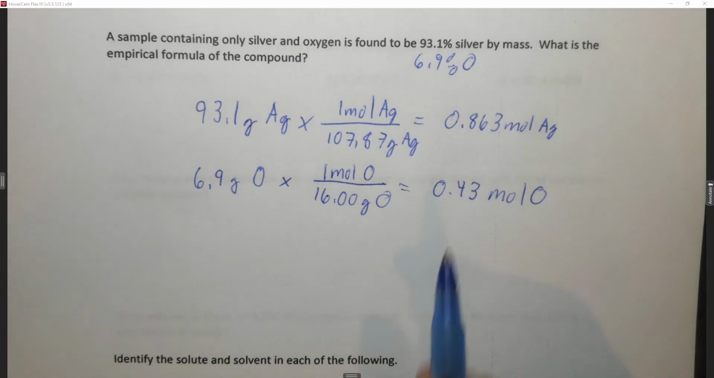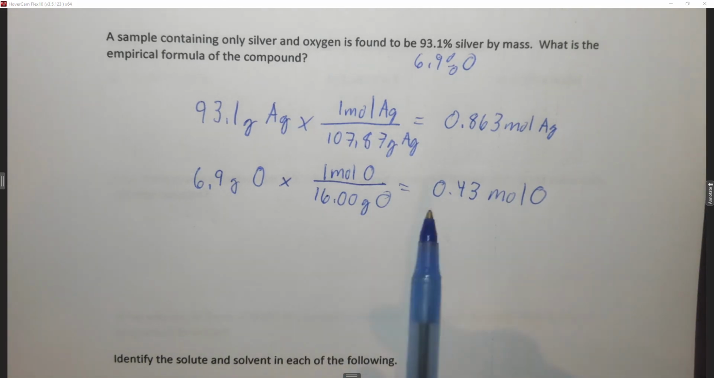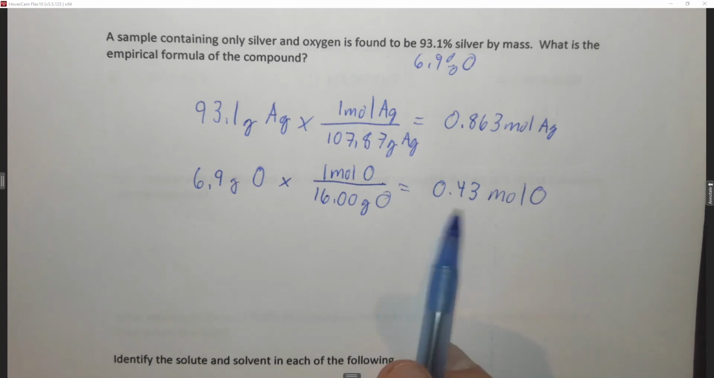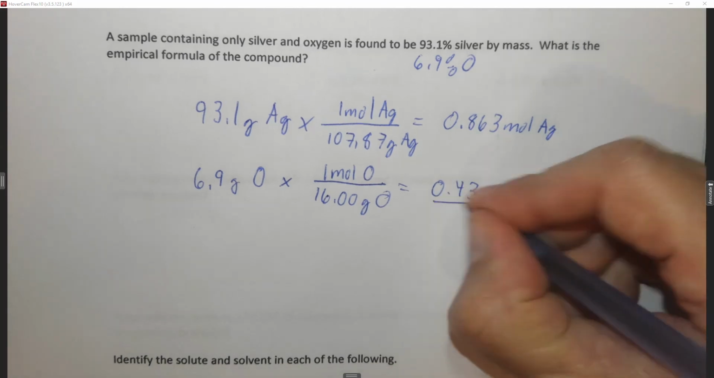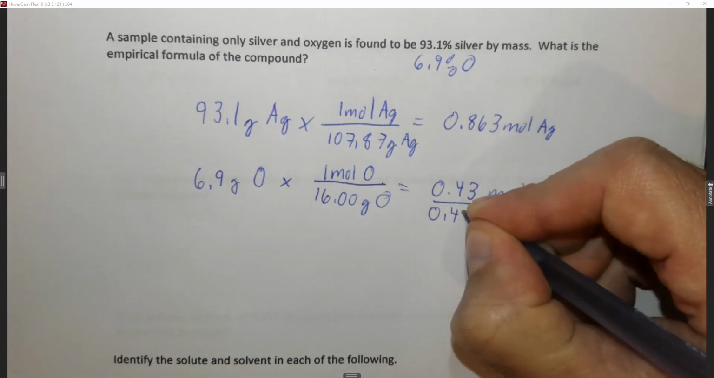Now we want a whole number ratio, which means we want a number and a number bigger than 1. So we're going to divide by the smaller one. In this case, 0.43 is smaller than 0.863. So we divide by 0.43.